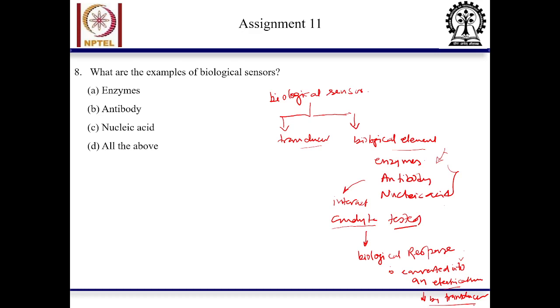So how are we converting it? What is the modified electrode? All these things we will see in great detail in the next assignment, number 12, which is our final assignment.